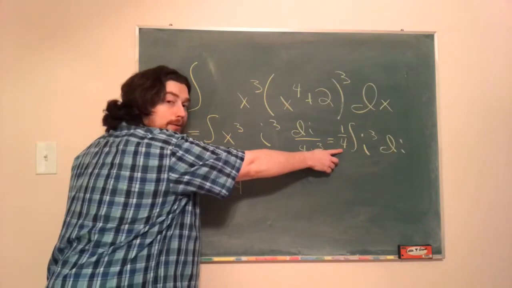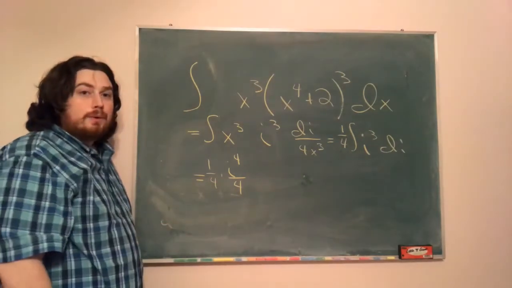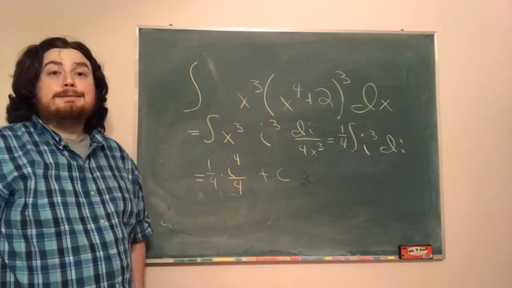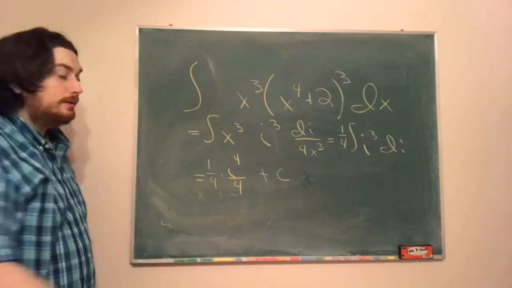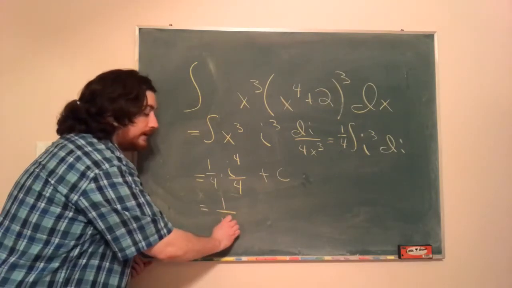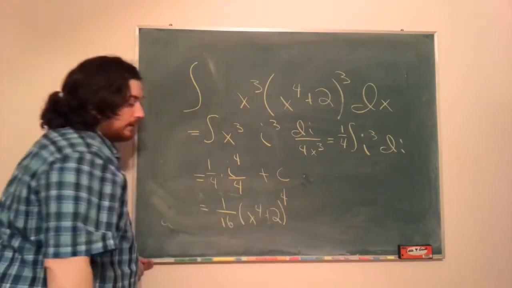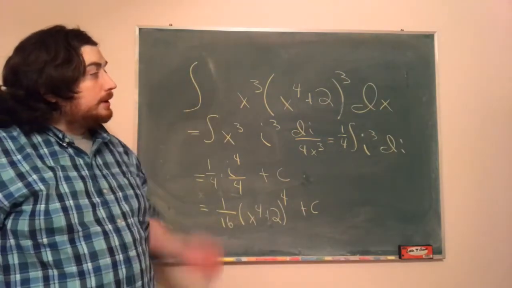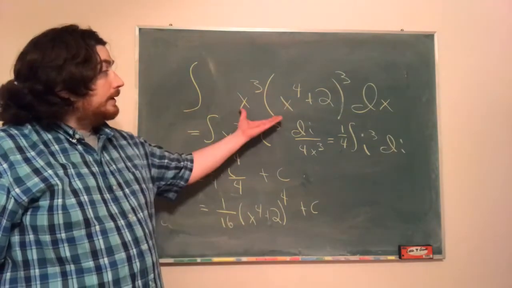Now remember that I had the 1/4 from before, so I'm going to carry that over, and I'm going to have 1/4 times I to the fourth over 4. And because I'm finding an indefinite integral, I'm going to have my constant of integration c. Now the I was a variable that I introduced in the problem, so I need to get rid of it. So 1/4 times 1/4 is 1/16. I is x to the fourth plus 2, so that to the fourth, plus c, is now my general antiderivative of x cubed times (x to the fourth plus 2) cubed. And so now we have found the antiderivative of this function.